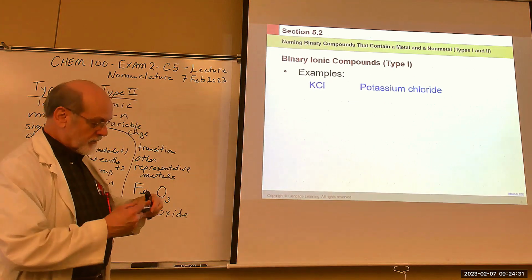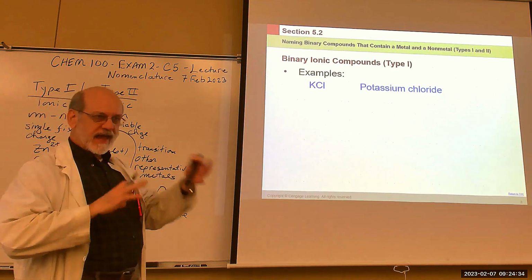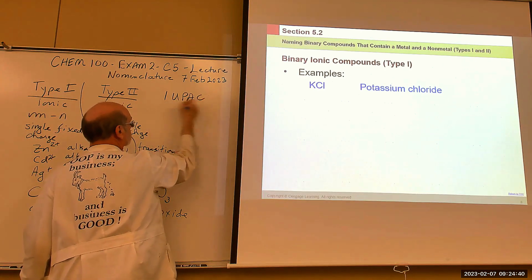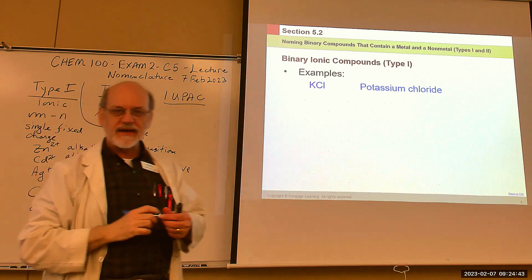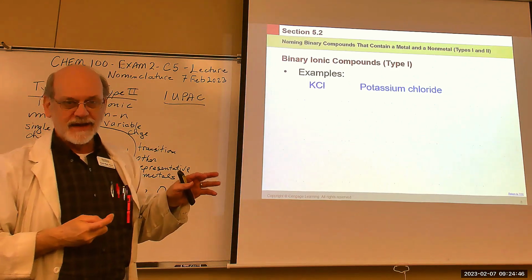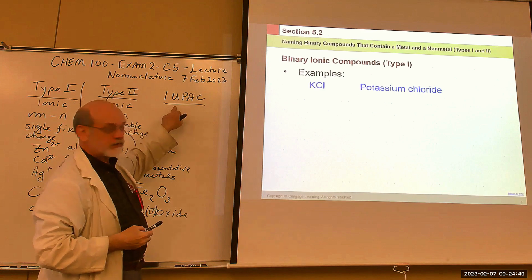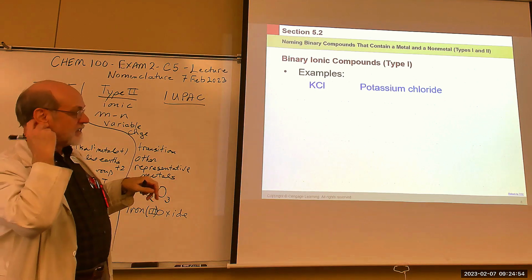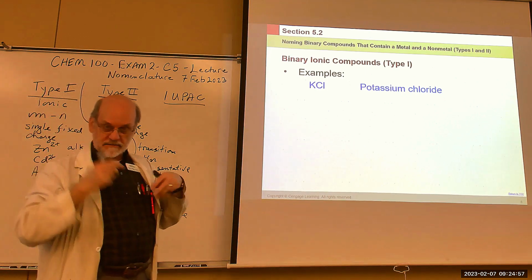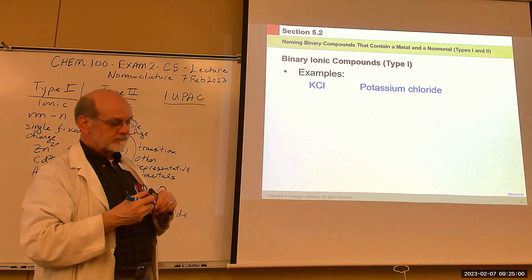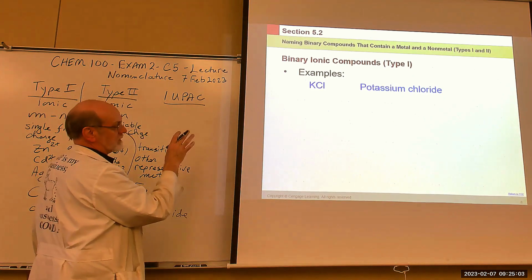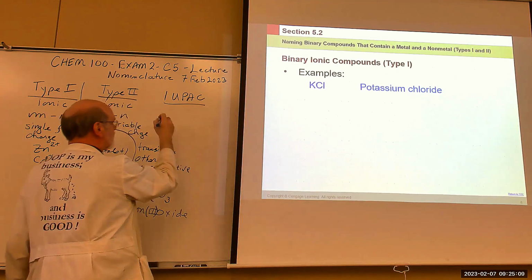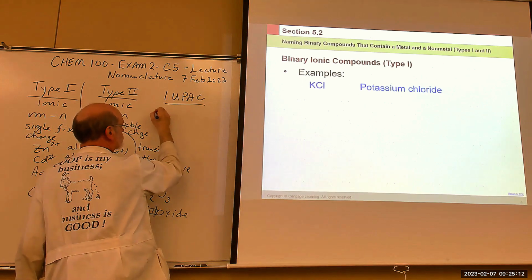So the objective of these naming rules, and all these naming rules were developed and disseminated by a committee of IUPAC. IUPAC stands for International Union of Pure and Applied Chemists. And their objective in these naming conventions, nomenclature, is that the relationship between the formula and the name be unambiguous.